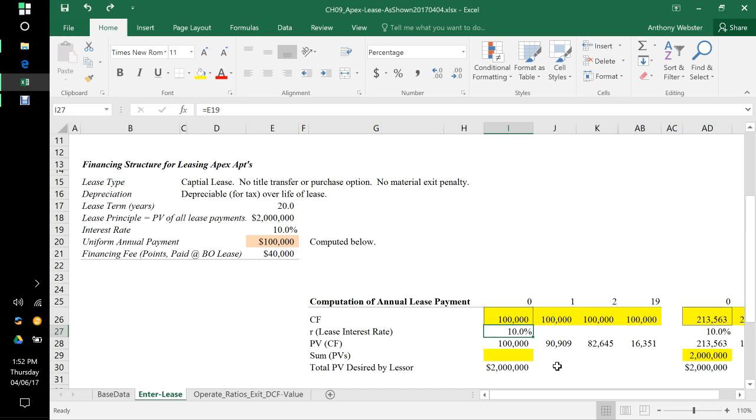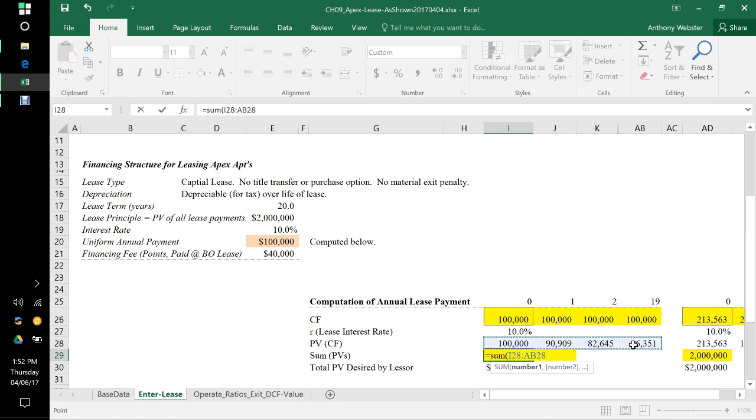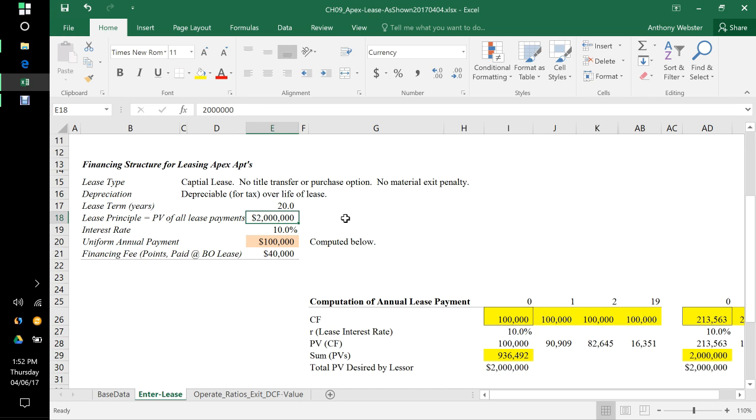So I'll put the 10% back, and down here I want to sum them all up. And why do I want to sum them all up? Because the lessor knows that she wants that sum to be equal to $2 million for reasons that we discussed during class.